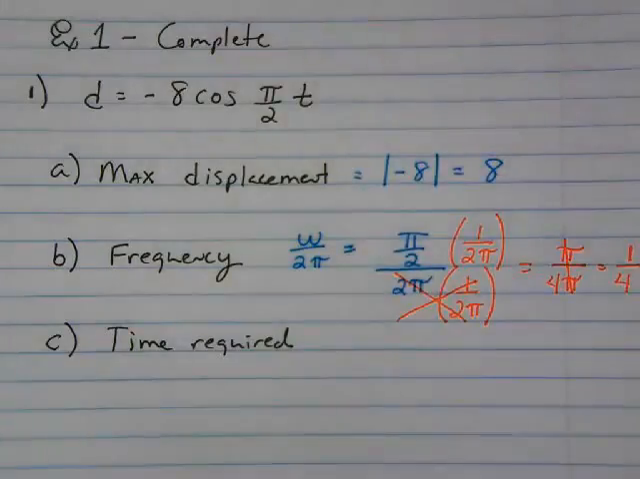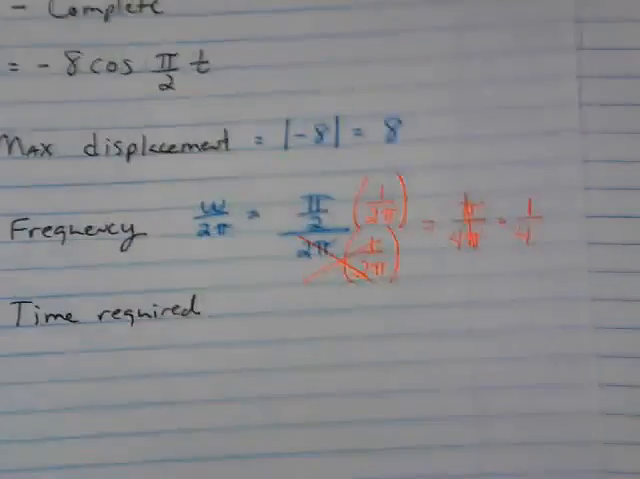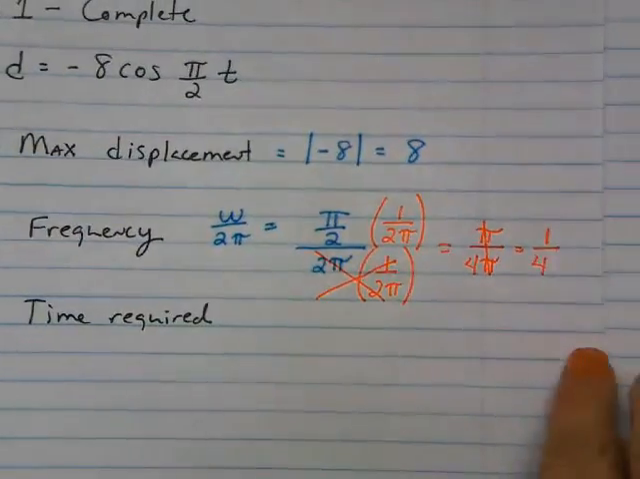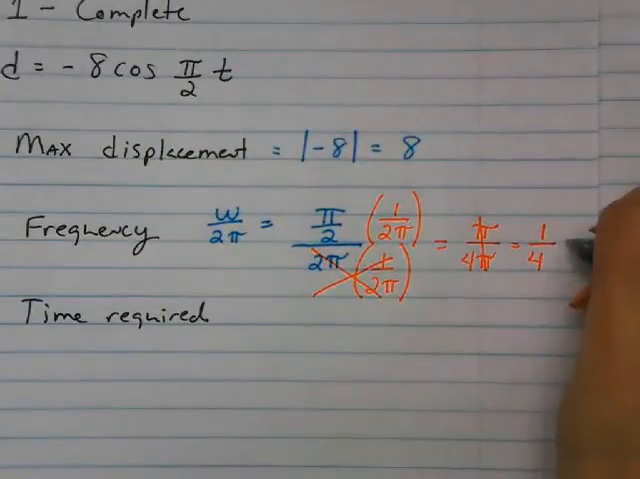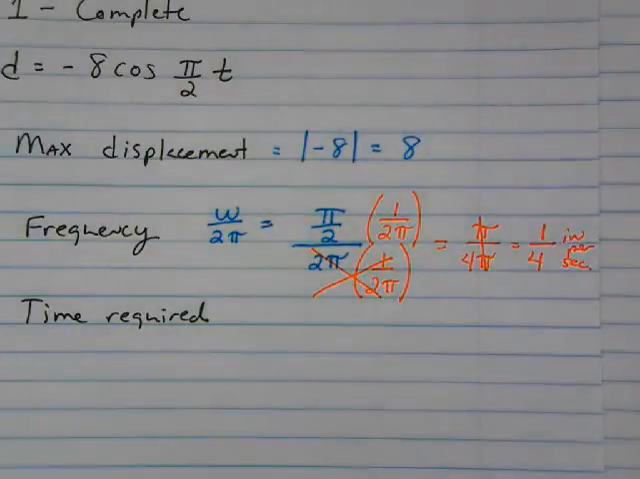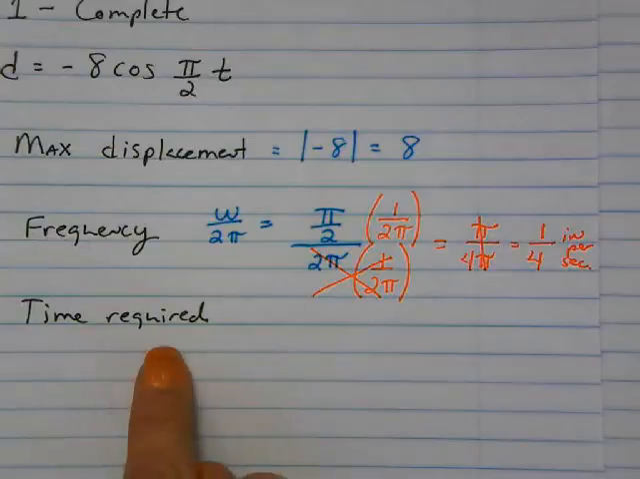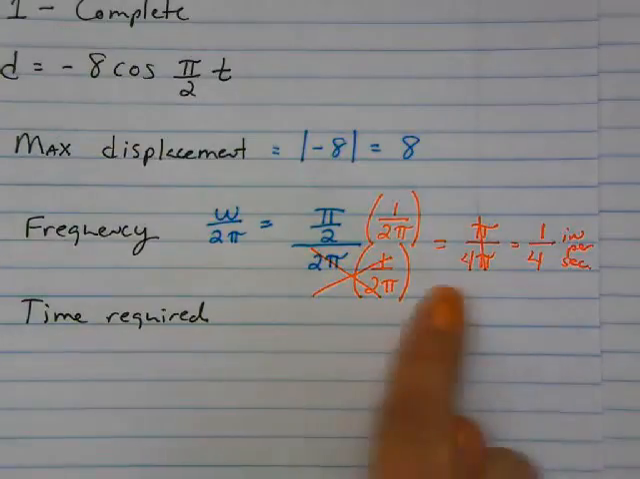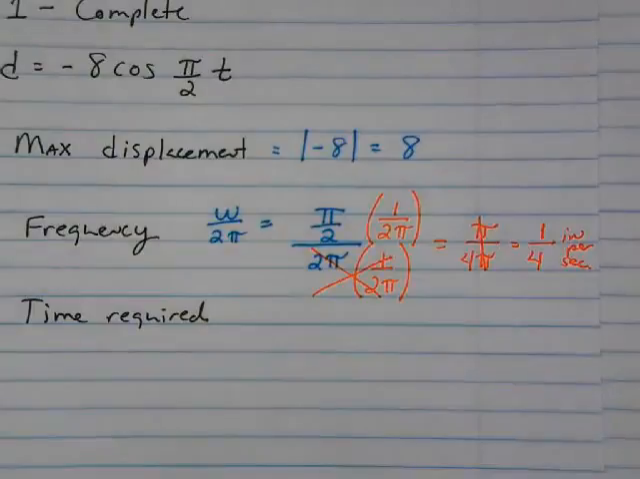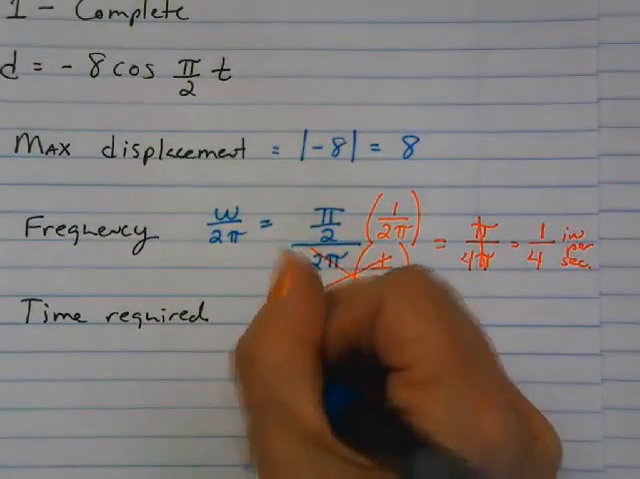Okay, now, because it's going to be a word problem, I want to go ahead and give it some units. It's 1/4 inches per second. Now, to get the time required, we can go through a whole gobbledygook, or I can know that the time is really the period, so I just need to flip this guy and tell you that the time required is 4 seconds.